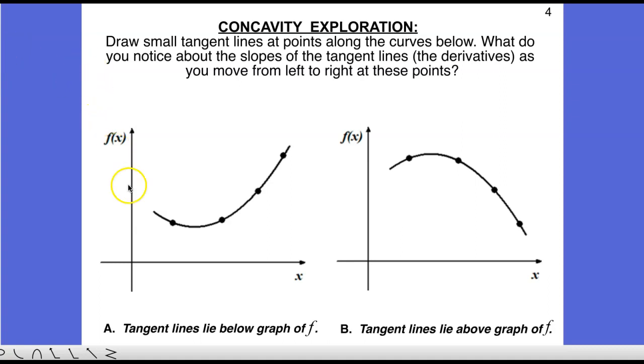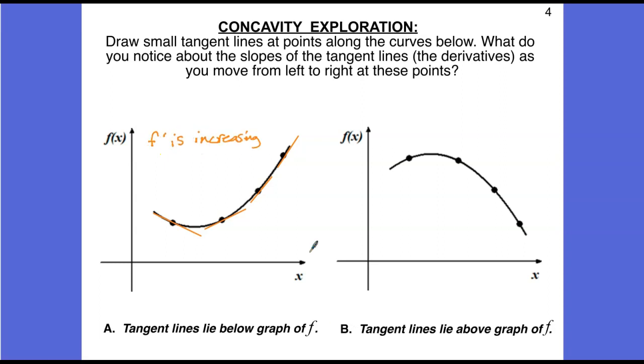So let's draw some tangent lines. So in part A, the tangent lines lie below the graph of f. So let's take a minute and think about the slopes of these tangent lines. I'm going from negative to positive, and then it gets steeper and steeper. In this case, we can see that f prime is increasing.